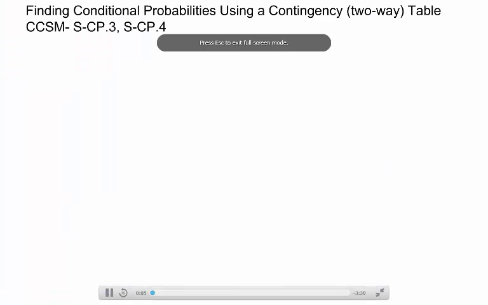In this video, we're going to discuss finding conditional probabilities using a contingency or two-way table. This corresponds to Common Core Standards for Mathematics S-CP.3 and S-CP.4.